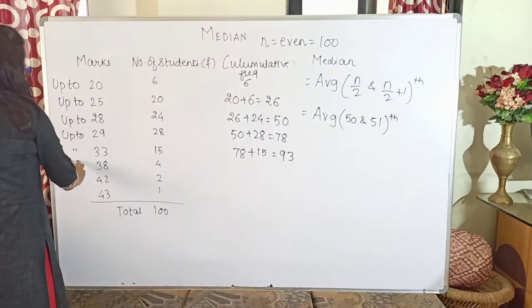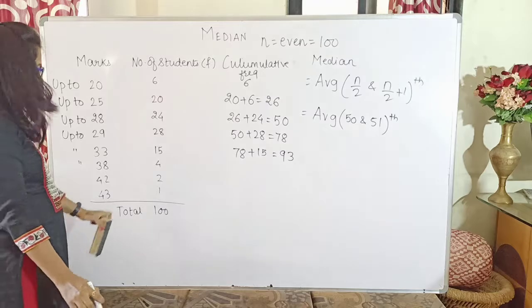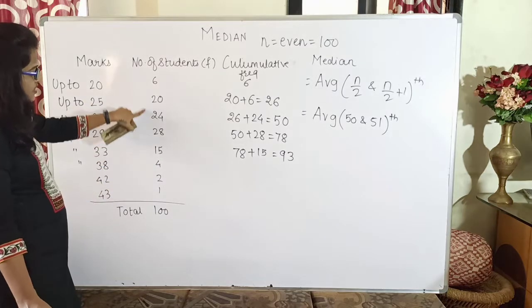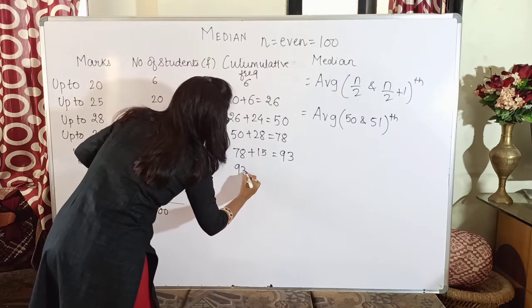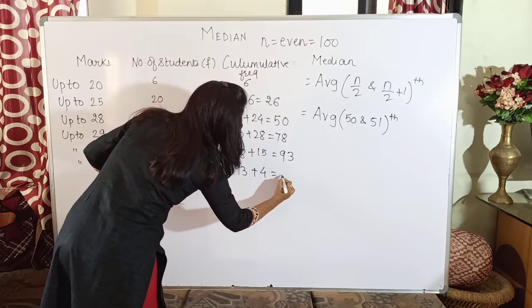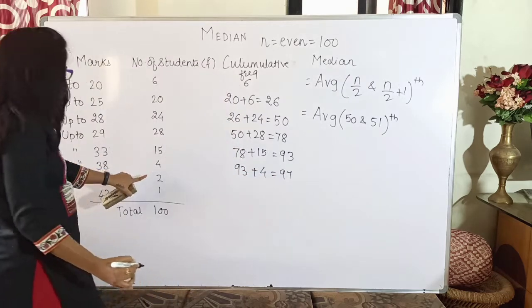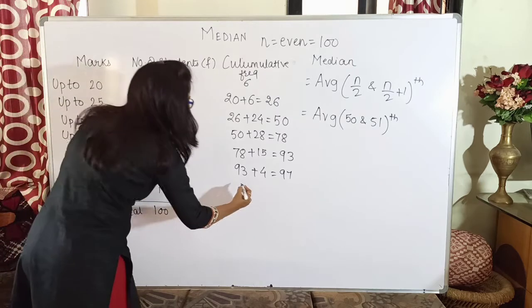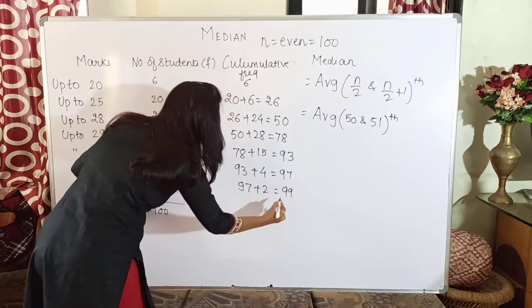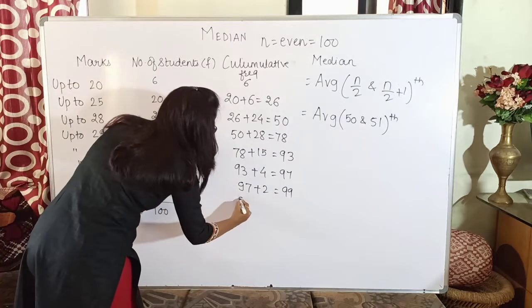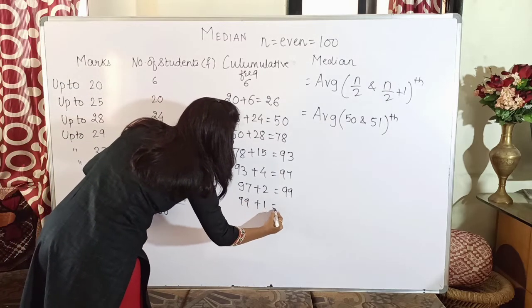How many students have got marks up to 38? So whatever are the previous marks, in that you have to add plus 4. So my previous value is 93 plus 4, which will give me 97. Similarly, up to 42, previous values, in that add 2, which will give me 99. And the last one, 99 plus 1, which is equal to 100.